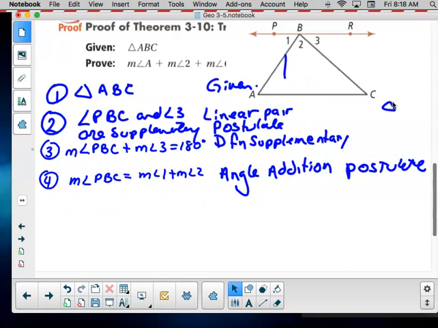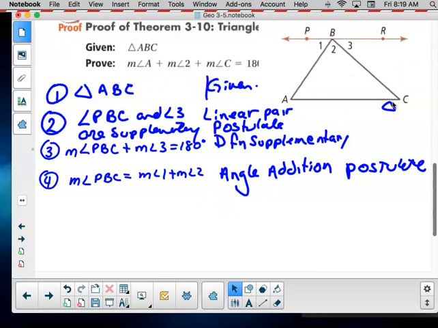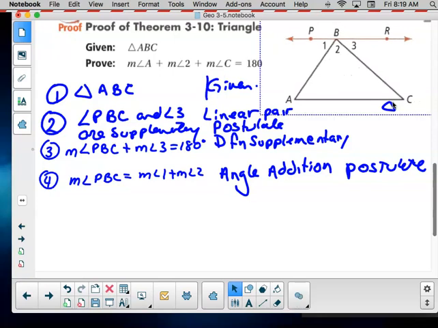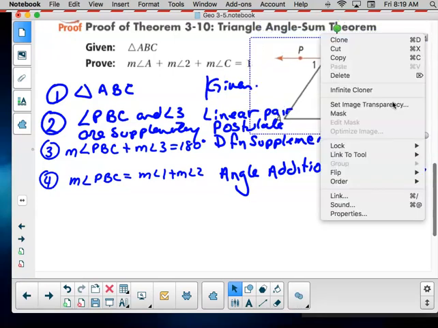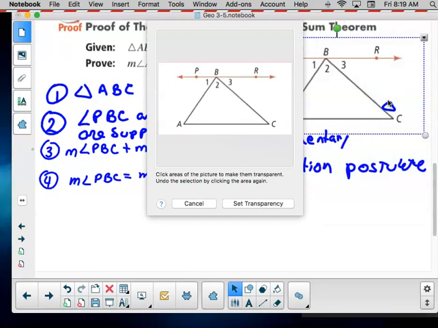I will be able to substitute, by alternate interior angles, the value of 1 in A and the value of 3 in angle C into my equations. So I can prove the measure of angle A and the measure of angle 2 and the measure of angle C are 180 degrees. Let's fix this and get this transparency fixed.